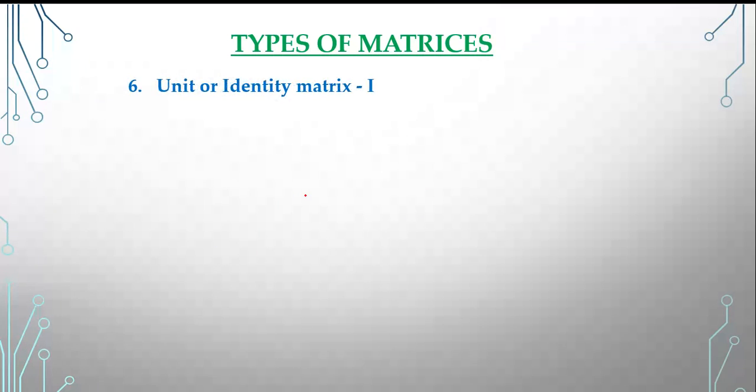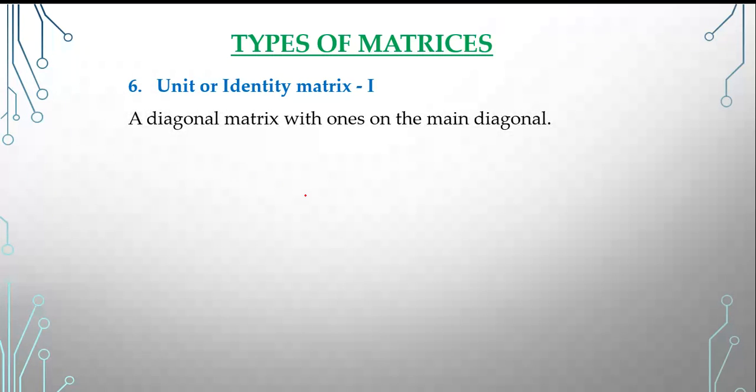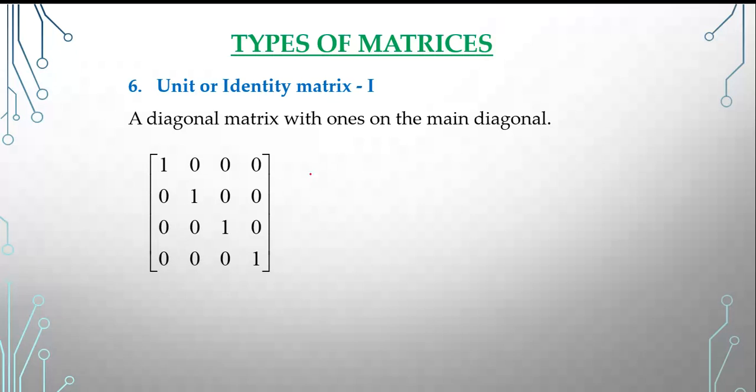Next type of matrix is the identity matrix, or you can say the unit matrix. So what is the identity matrix? A diagonal matrix with ones on the main diagonal. Suppose we have this matrix. Which type of matrix is this? You can see that this is the diagonal matrix, right? Because only in the diagonal we have the elements and non-diagonal elements are 0.